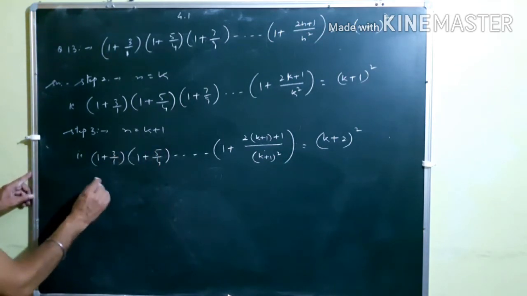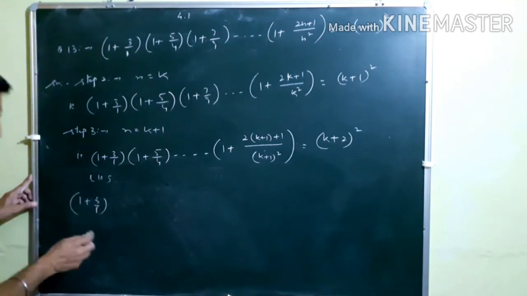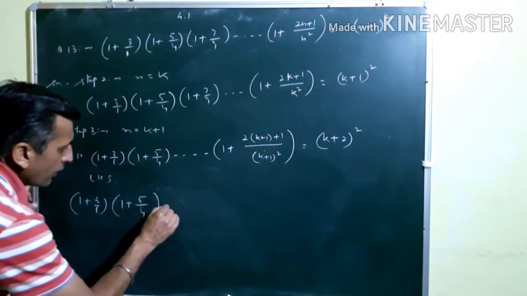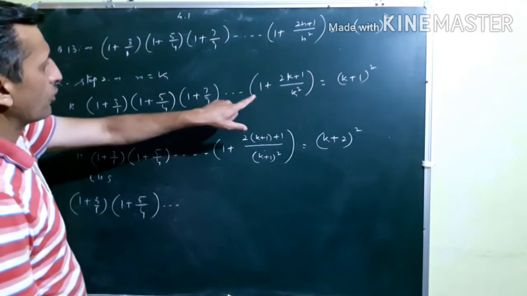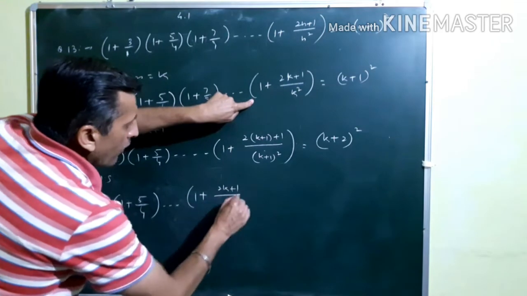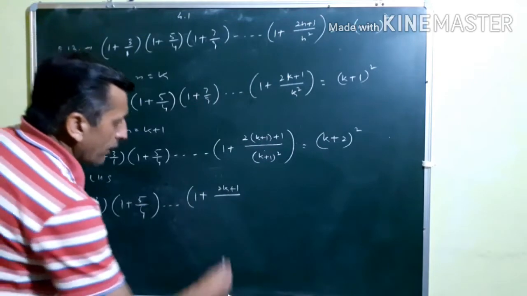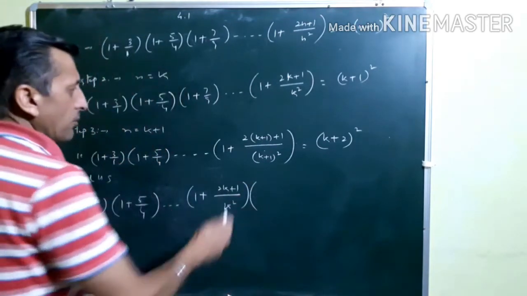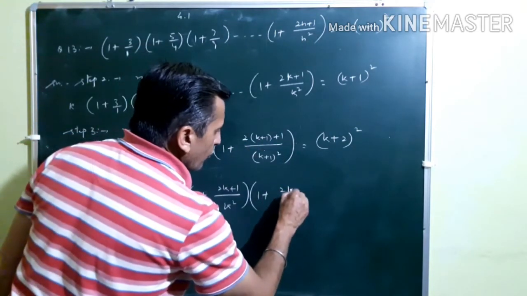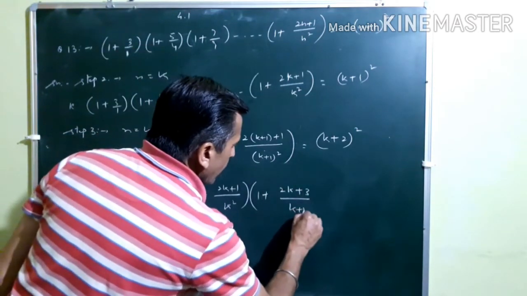Okay, I am taking the left hand side once again. So taking the left hand side, that means (1 plus 3 upon 1) into (1 plus 5 upon 4), and so on. And the second last term is this one, (1 plus (2k plus 1) upon k square). I told you so many times, if we have no idea for the second last term, you can take it from step number 2. And the last term is 1 plus, this is 2k plus 3, so you can say it's 2k plus 2 ones are 2 plus 1, that's 3 upon (k plus 1) whole square.